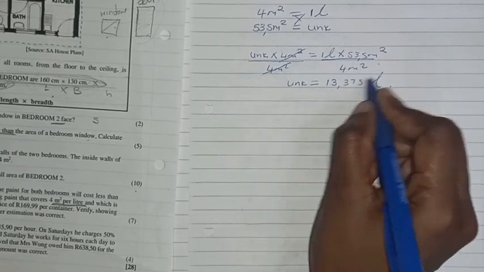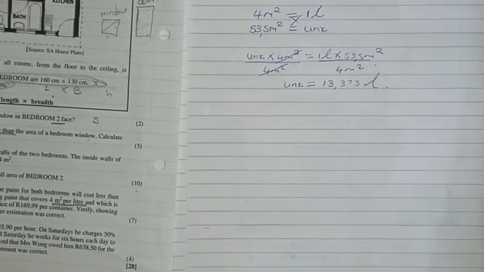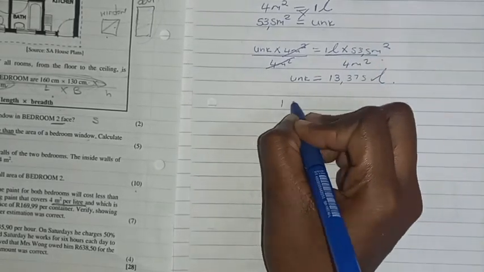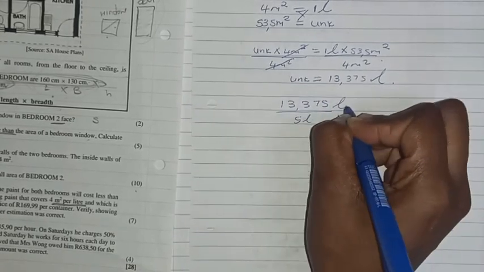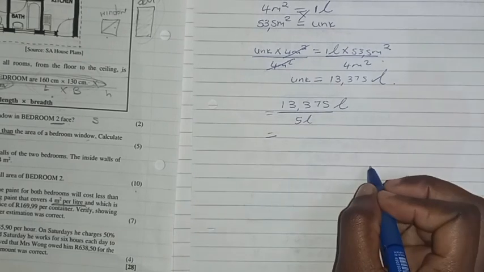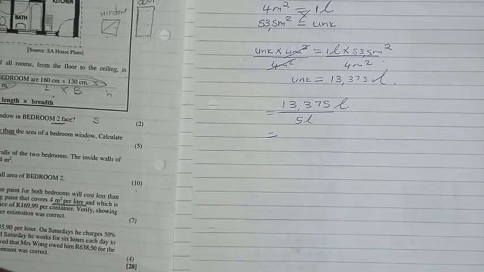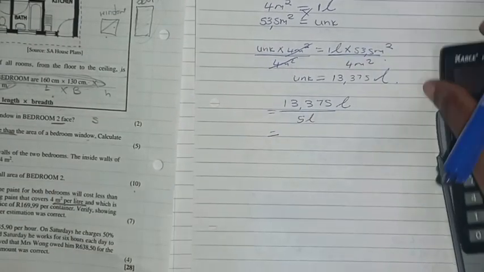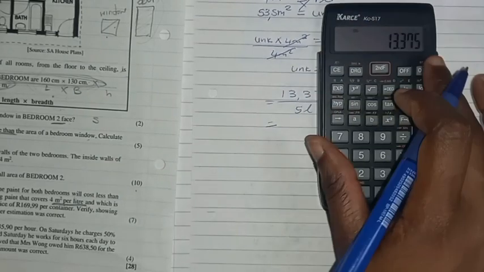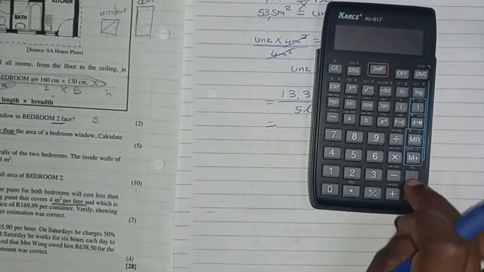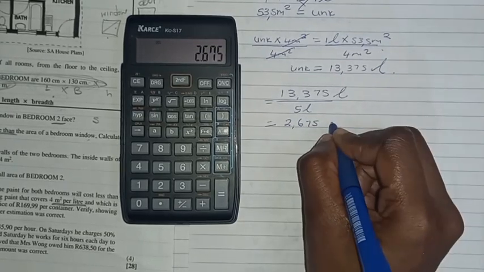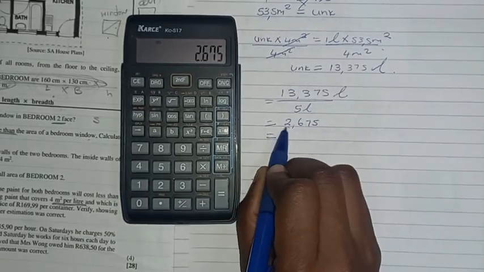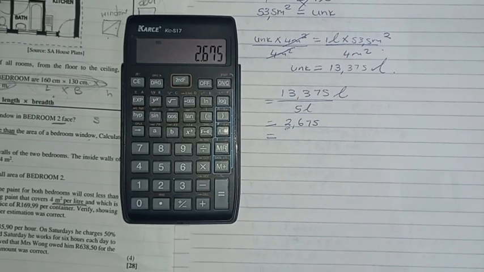I'm just going to pour it into 5-liter cans. Doing that, I can take 13.375 and divide it by 5 liters, and it's going to tell me the number of cans that I need to buy. So I'm going to divide my entire liters by 5, and that gives me 2.675.